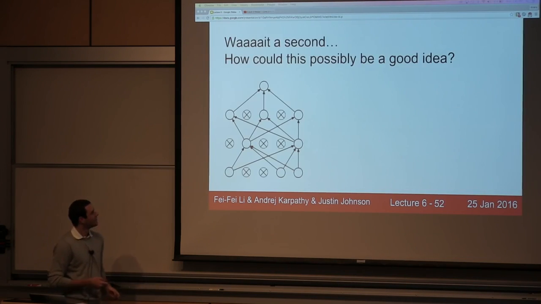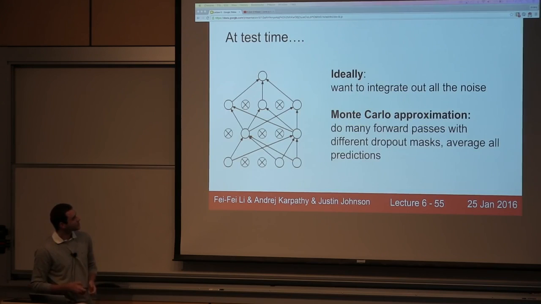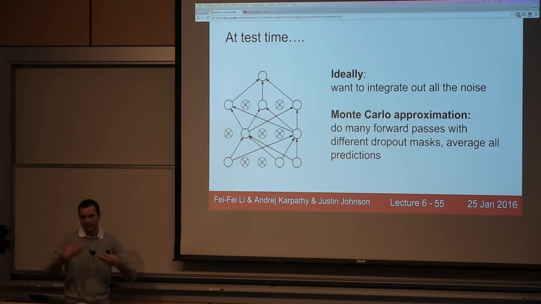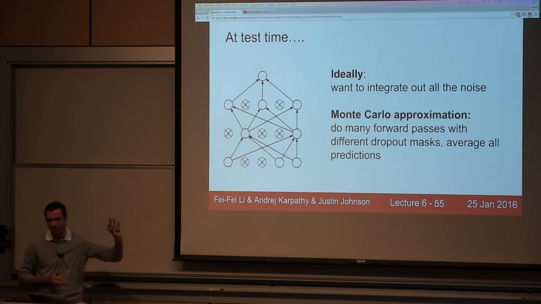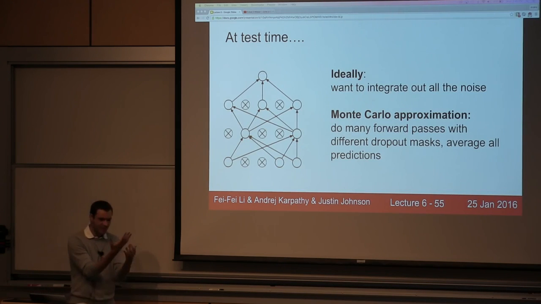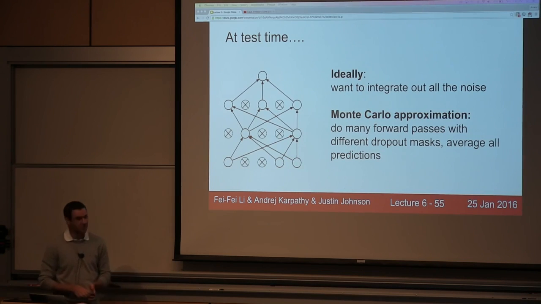Okay. Now at test time, ideally, we've introduced all this noise into the forward pass, and so what we'd like to do now at test time is integrate out all that noise. A Monte Carlo approximation to that would be something like: you have a test image that you'd like to classify. You can do many forward passes with many different settings of your binary masks, using only the subnetworks, and then average across all those probability distributions. That would be great, but unfortunately it's not very efficient.